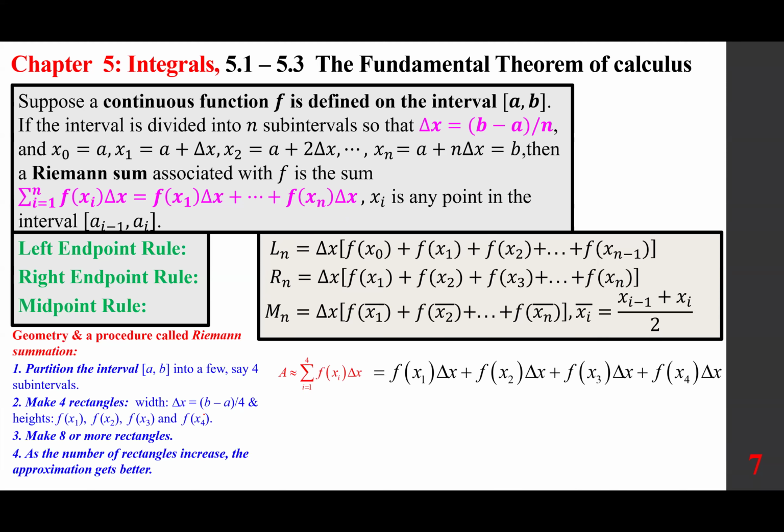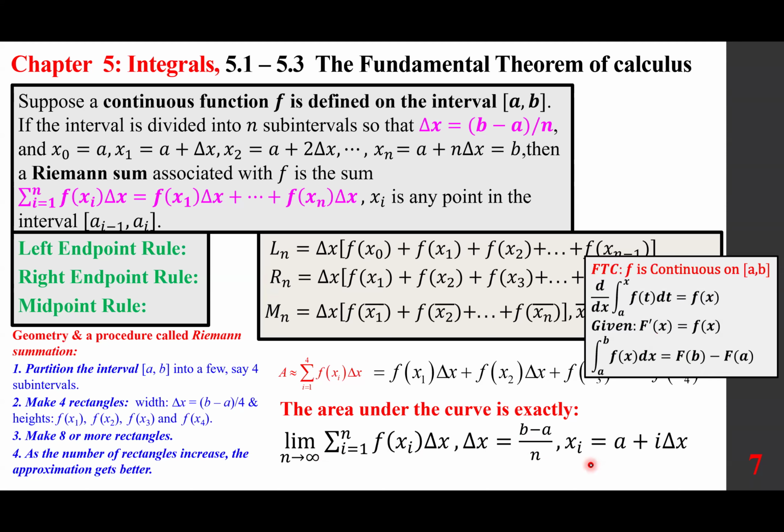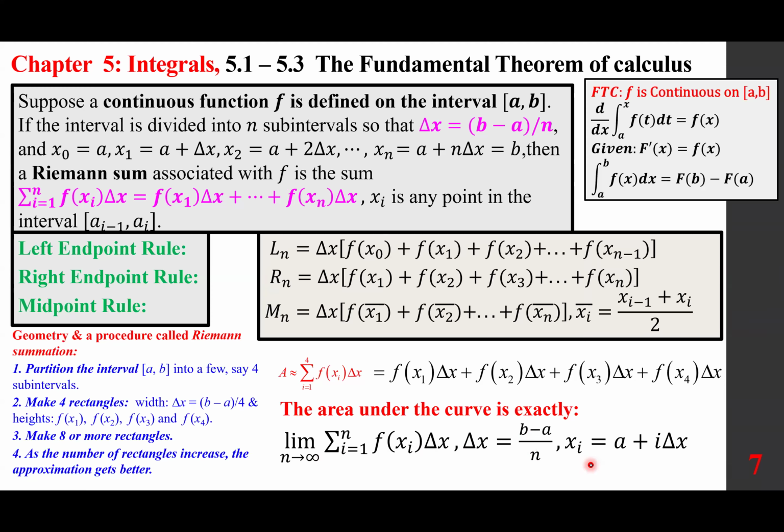So the Riemann sum, A equals the summation of f of x sub i delta x as i goes from 1 to 4, is this, and it's an approximation. And the area under the curve is exactly the limit of the summation, i going from 1 to n of f of x sub i delta x, as n goes to infinity. Delta x is (b minus a) over n. x sub i is a plus i delta x. Now, we can use that, and it's pretty tedious.